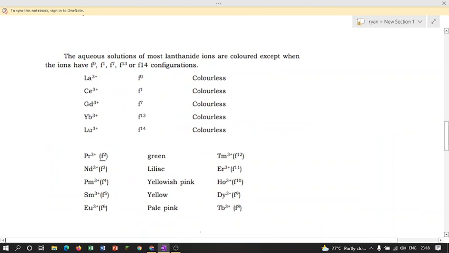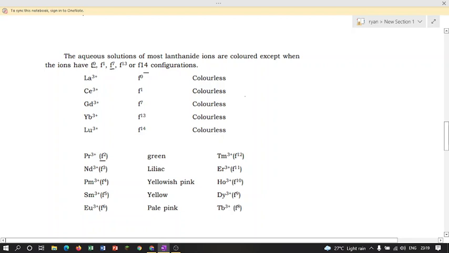This slide shows you the different colors of different lanthanide ions. There are different tripositive lanthanide ions. Their colors are given over here. You can just memorize the particular table. You can see one pattern. See over here, f0, f7, f14. All of them are actually colorless.